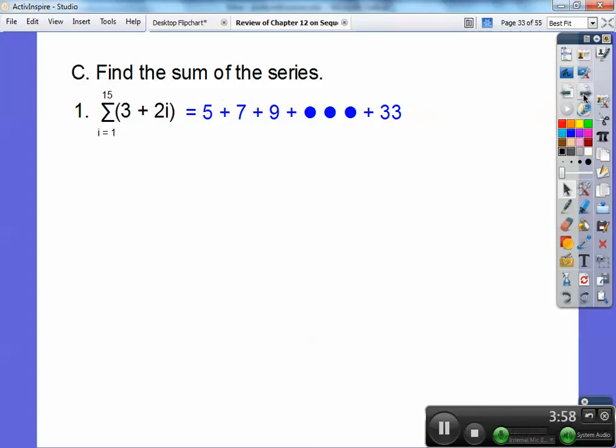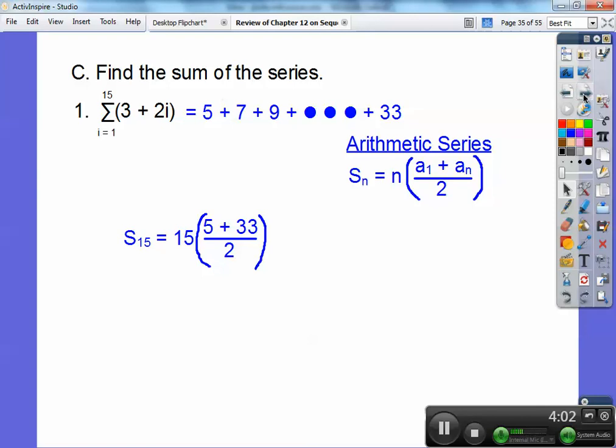Okay, so this one is definitely arithmetic, you guys. So I'm going to go ahead and use that formula. So my nth term is 15. This is my first term. This is my last term. I need my first and my last. So 5 plus 33, and now it's just number crunching, you guys, and so we get 285.